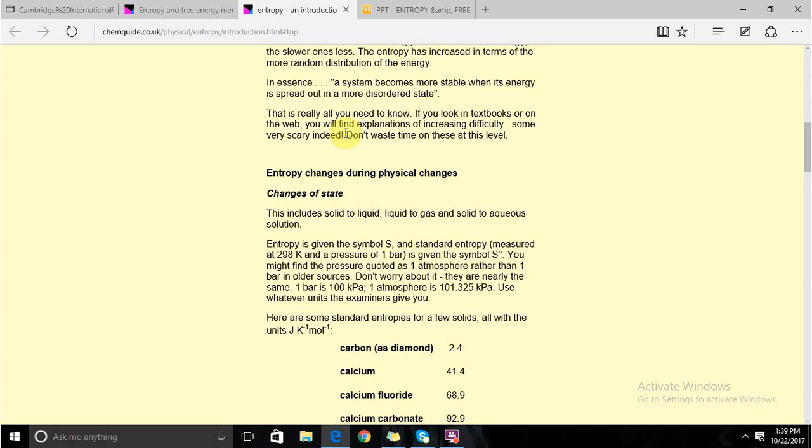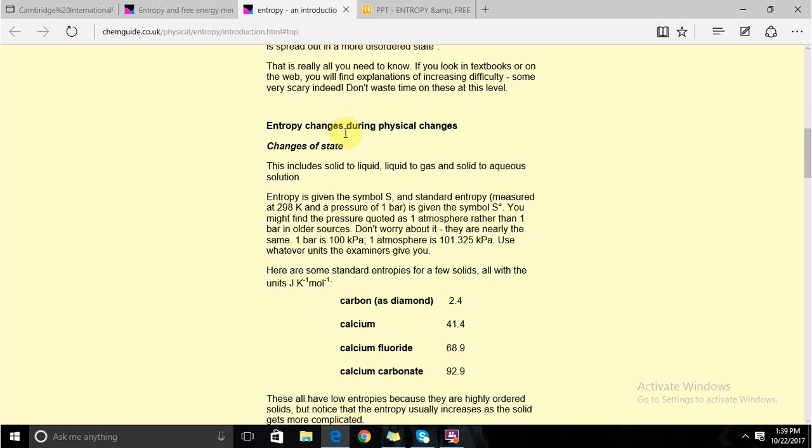You might find the pressure quoted as 1 atm. Don't worry about it, they're nearly the same. 1 bar is 100 kPa, 1 atmosphere is 101.325 kilopascal. And basically we'd have to use the unit that is recommended in our syllabus. You should check this out.